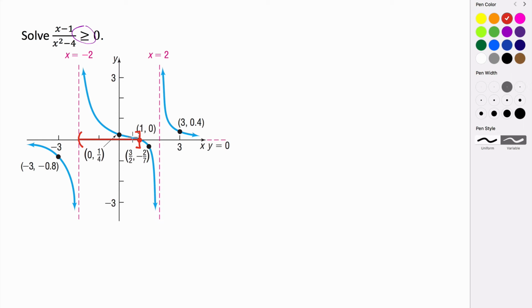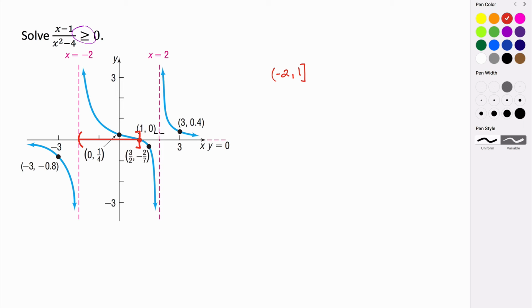So what is that in our solution form? In interval notation, it's going to be -2 up to 1. -2 is not included because of the vertical asymptote, and then 1 is included because it's an x-intercept, and we're looking for where it's greater than or equal to 0. So at 1, it equals 0. And then we can see from 1 to 2, our graph is below the x-axis.